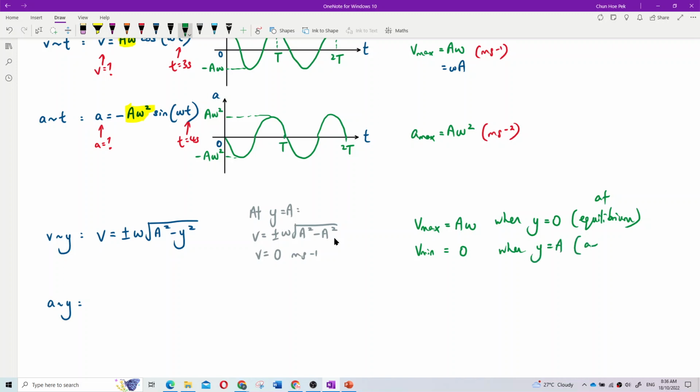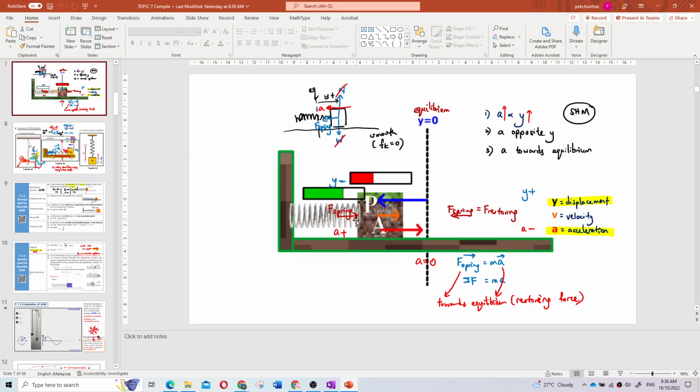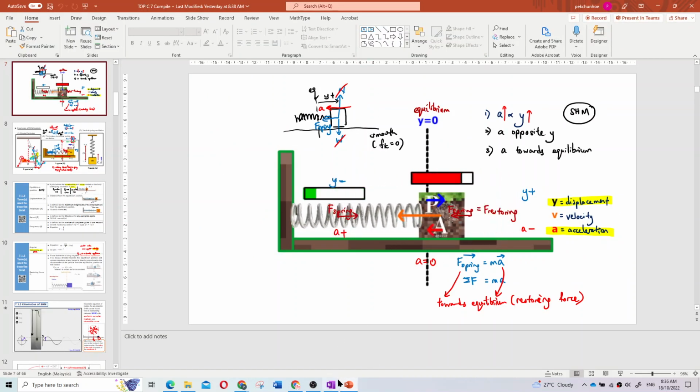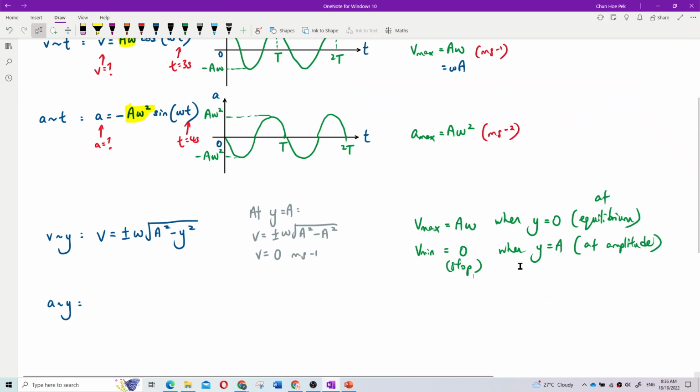That means the object is at amplitude. It stops for a while and changes direction. Everything is laid out clearly over here.